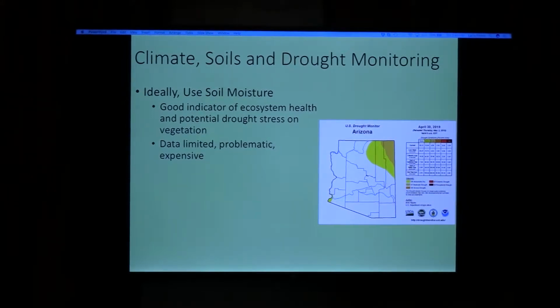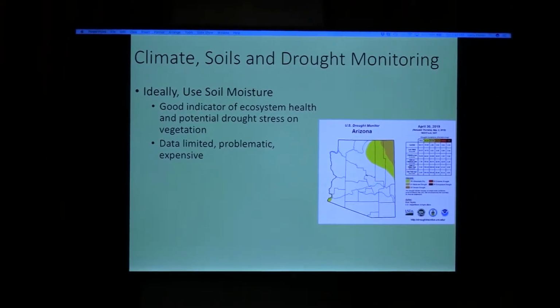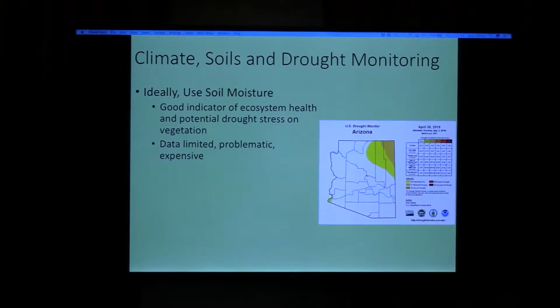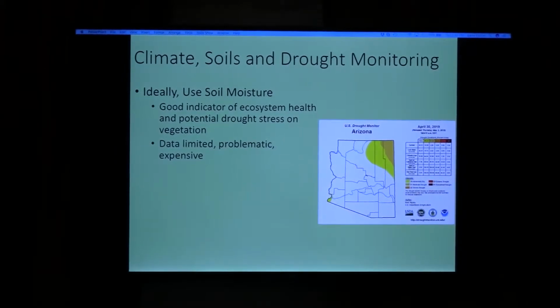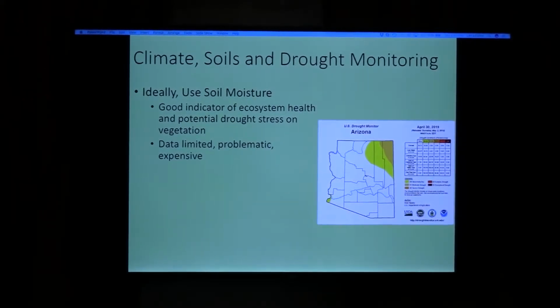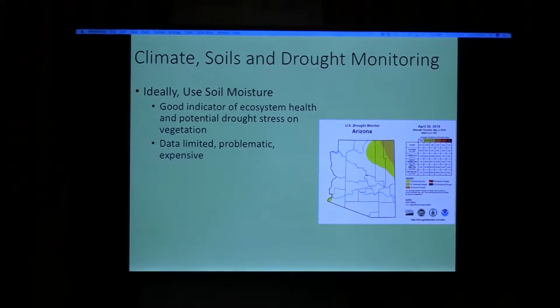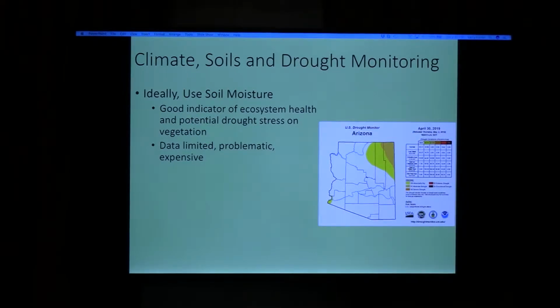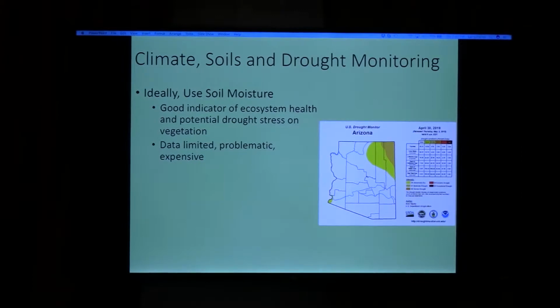And ideally, when we monitor drought, at least from my point of view, it would be nice to just use real soil moisture data. It's a good indicator of overall ecosystem health, and it's a good way to measure potential drought stress on vegetation. Unfortunately, the data associated with soil moisture is very limited historically and spatially. There are a lot of problems with the probes that are used to measure soil moisture. It can be very labor intensive to keep up with soil moisture, and therefore using real soil moisture data is a bit of a challenge.